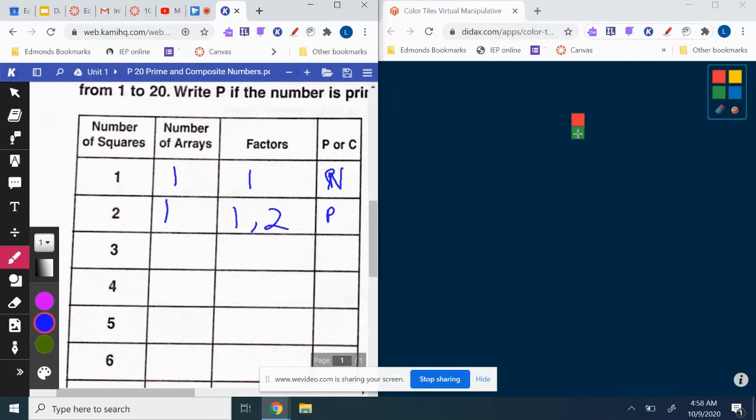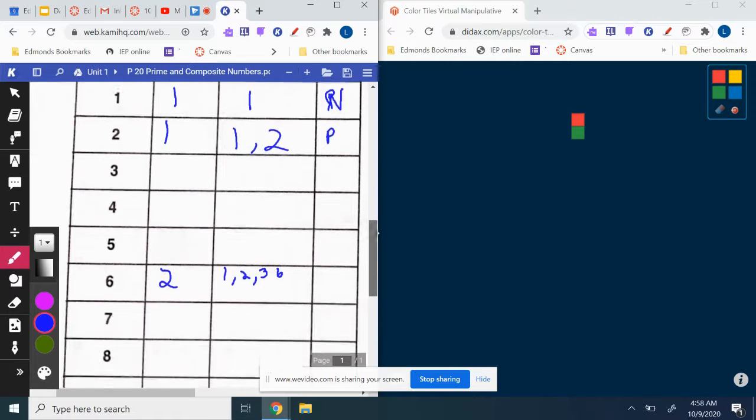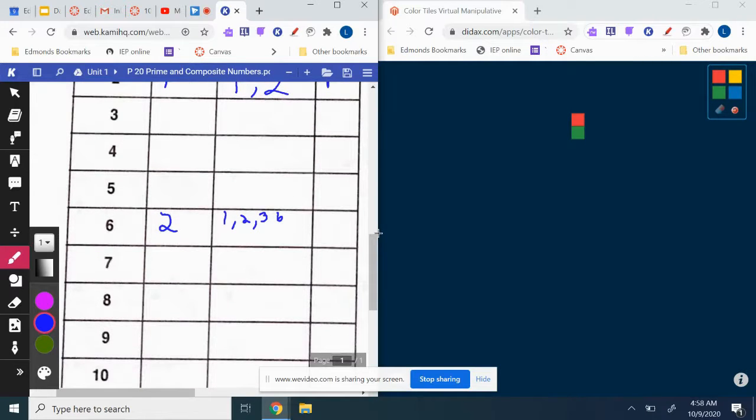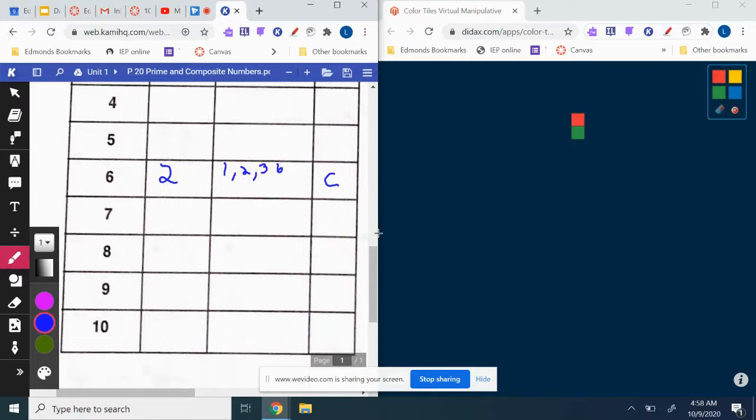They already did 6 for us, and that was 2. And the factors are, it said, 1, 2, 3, and 6. So this number is definitely not prime. It is composite. Let's try to do number 8.